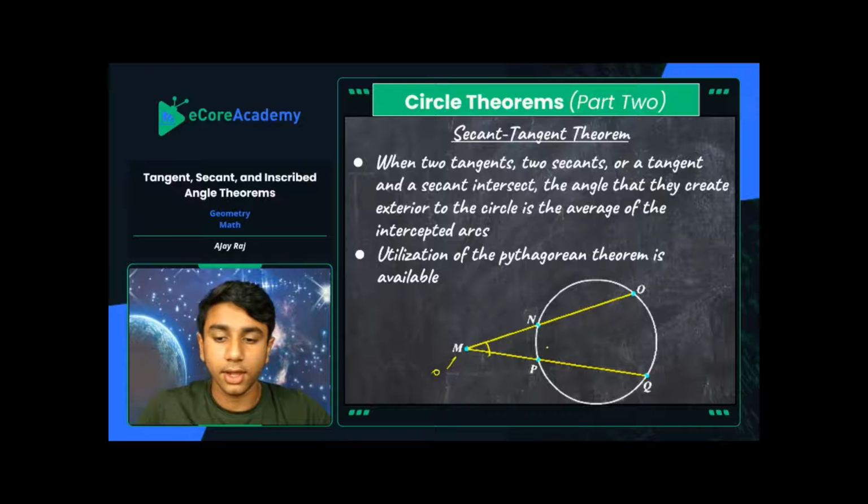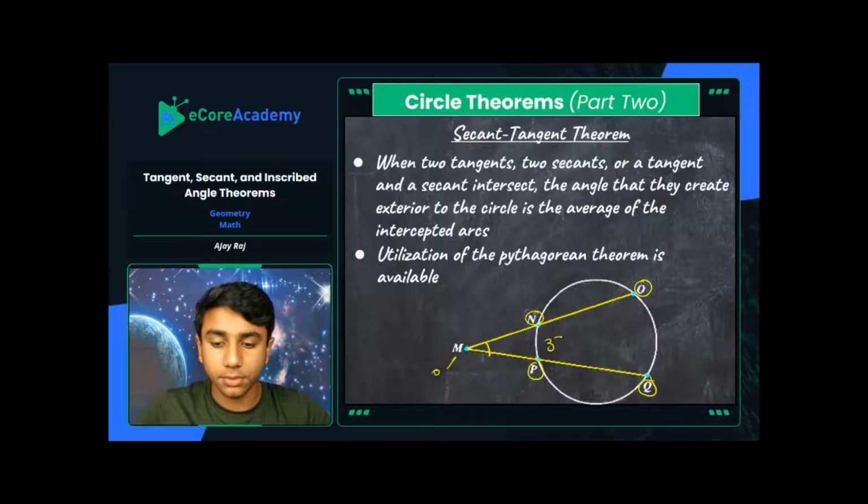So how are we going to discover that? Well, if we look at this intersection here, both lines will connect and intersect at arcs NP and arcs OQ. Now, if we're given the degree measures of these arcs, we know that NP is going to be less than OQ, but in this case, I'll give you an example.